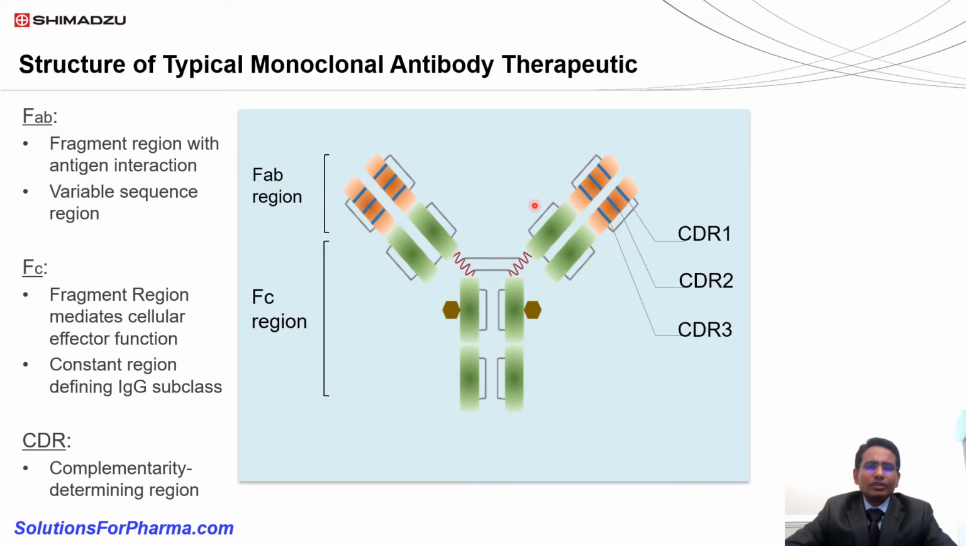The typical structure of monoclonal antibody is Y-shaped, and it has Fab regions and Fc regions. Fab regions are basically fragment regions with antigen interactions. They have variable sequence regions. On the other hand, Fc regions are fragment regions that mediate cellular effector functions, which have constant regions that define the IgG subclass. And Fab regions have three CDRs. CDRs are basically complementarity determining regions, and they are all connected with disulfide bonds.